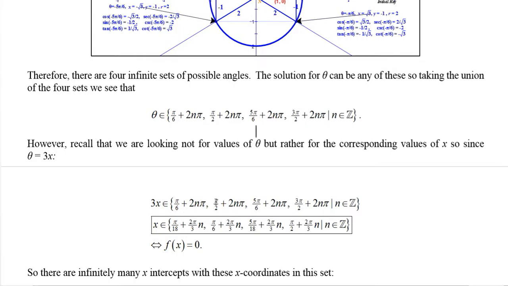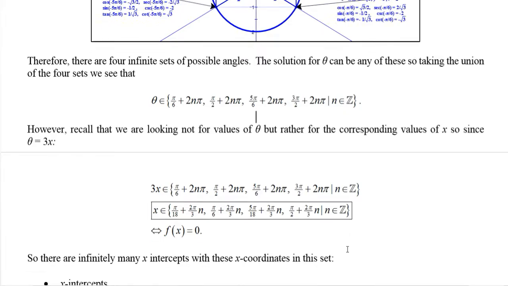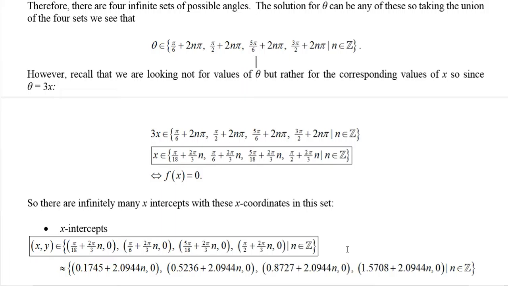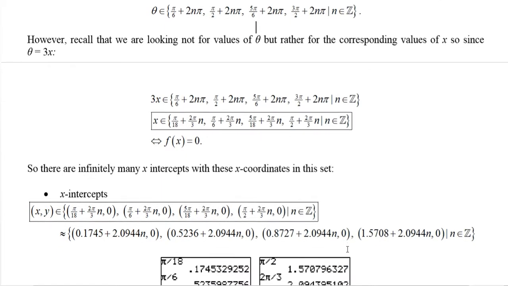Again, when we do the next one, divide by 3, it's the same as multiplying by a third. A half times a third, or a half divided by 3 is pi over 6. And again, we get 2 pi over 3 n. Multiply this one by a third, or divide by 3, we get 5 pi over 18 plus 2 pi over 3 times n. And finally, multiply this last one by a third, the 3 cancels, you get pi over 2 plus 2 pi over 3 n. And any of those x's will make f of x equal to 0. So those are the infinitely many x-intercepts.